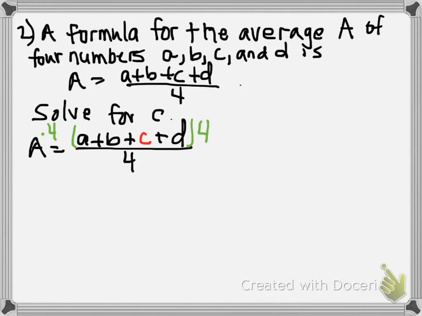So when I multiply by 4, what this does is it allows the 4's to cancel out. So this is what you have right now. 4a equals little a plus little b plus the letter we want to get alone, little c, plus little d. Okay? What do we need to do to get the little c alone?